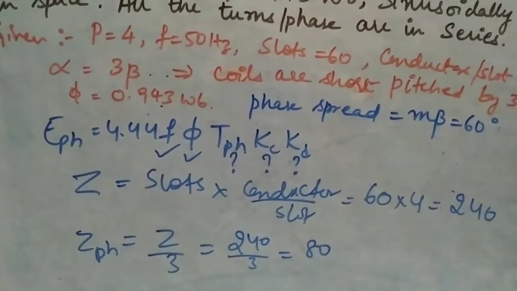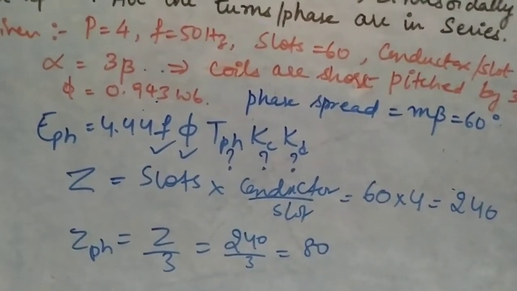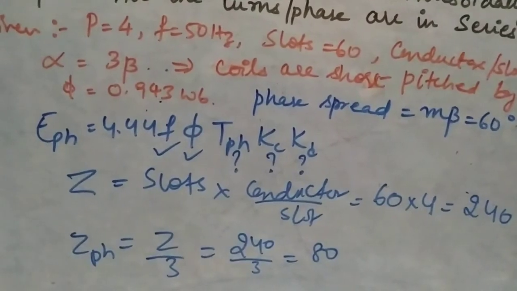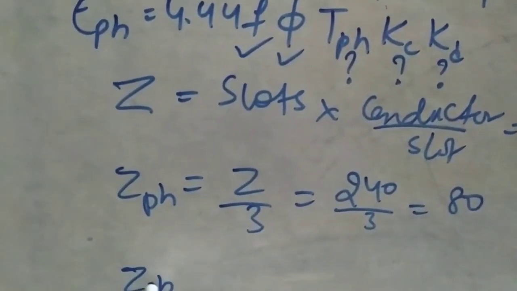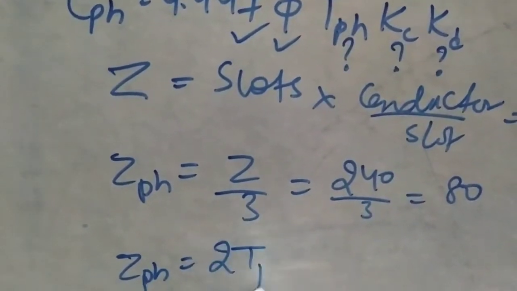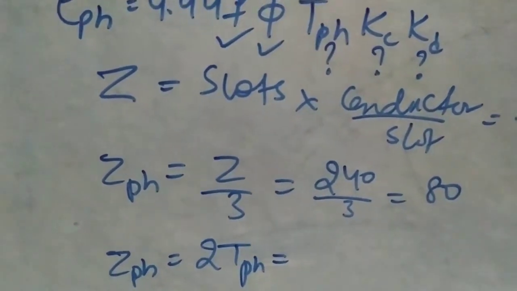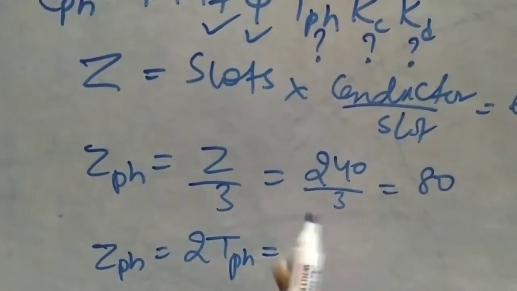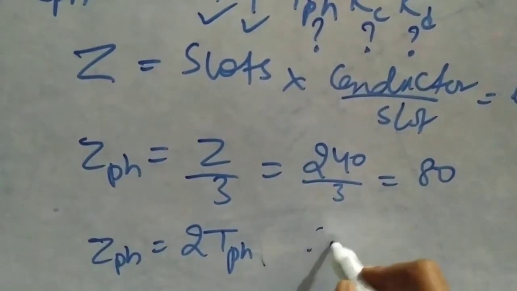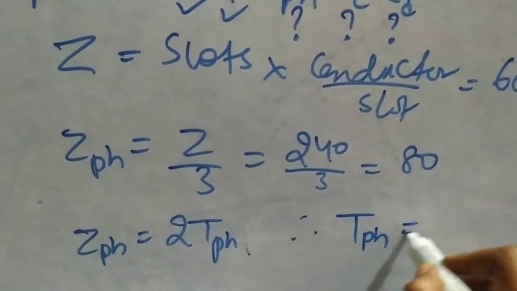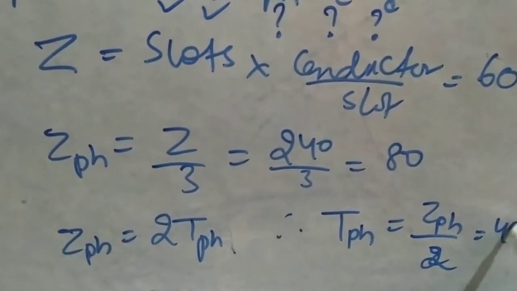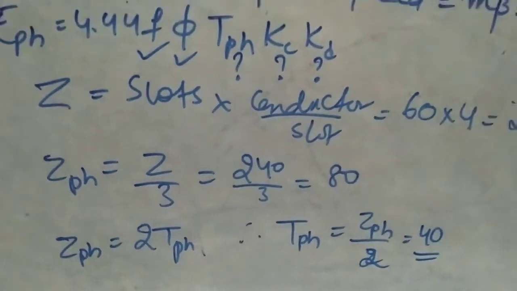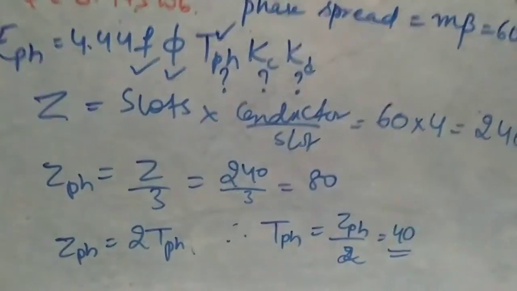Right? Okay. Now this will be the Z phase. Then to solve the T phase, Z is equal to 2T. So Z phase is equal to 2 times T phase. So turns per phase, T phase, is the Z phase value divided by 2. It results with 40. So turns per phase is 40. So we solved T phase.